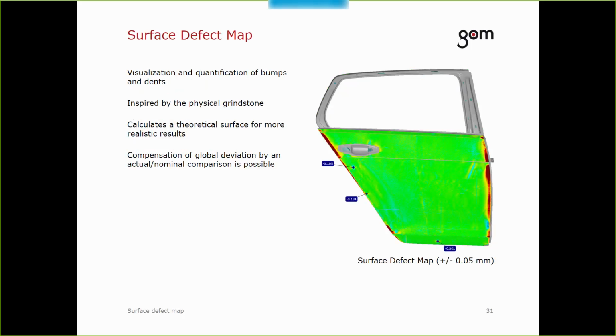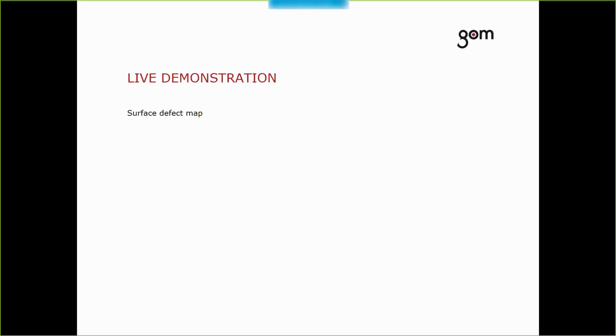In GOM Software 2016, you can use the Surface Defect Map to visualize and quantify bumps and dents. The function is inspired by the physical grindstone. The function calculates a theoretical surface based on a mesh for more realistic results. You can compare actual and nominal values in order to compensate for the global deviation. I would like to present the surface defect map live for you.